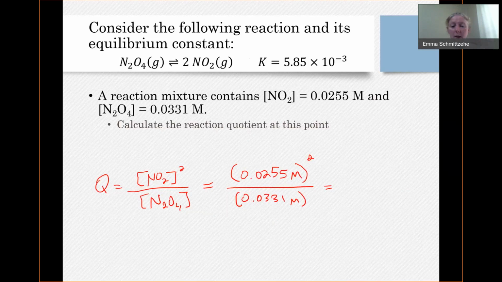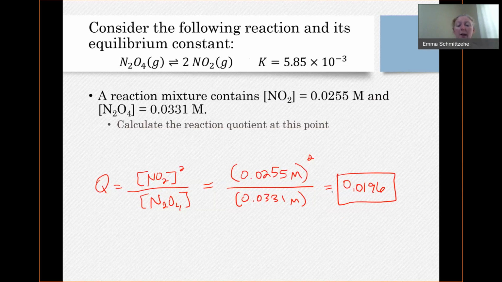And then we're going to punch that in the calculator. So we take 0.0255 and square that, and then divide that by 0.0331. And that gives me 0.0196 for the Q. Now, just like the K, even though those concentrations have units, it doesn't matter what it results in, you drop the units. A Q value is unitless just like a K value is unitless. So this is my Q value.